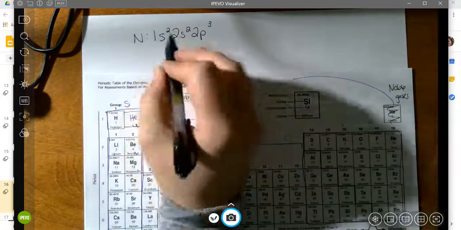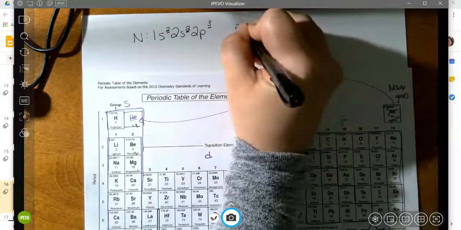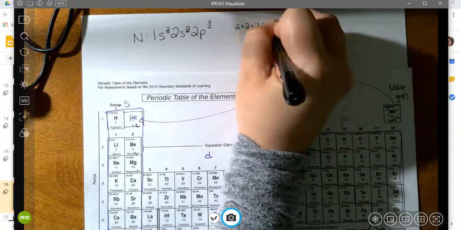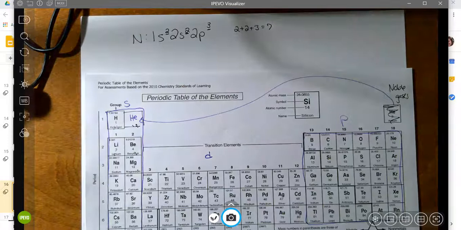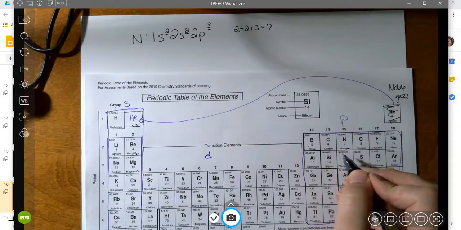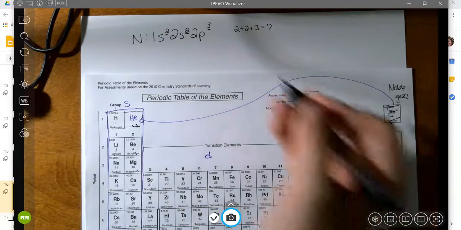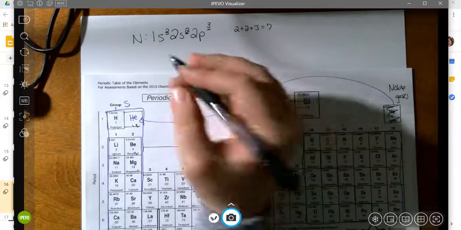Okay? Now, when I look at all these superscripted numbers and add them together, 2 plus 2 plus 3 equals 7. I have 7 electrons. Does that make sense for nitrogen? Well, sure, because nitrogen has an atomic number of 7. So in a neutral nitrogen atom, there should be 7 electrons. So that's one way to check and see if I've probably done it right.